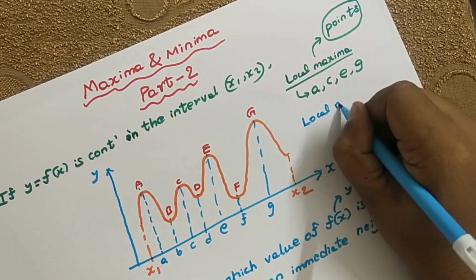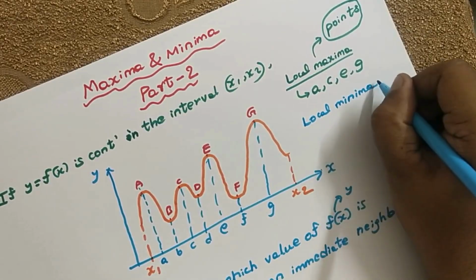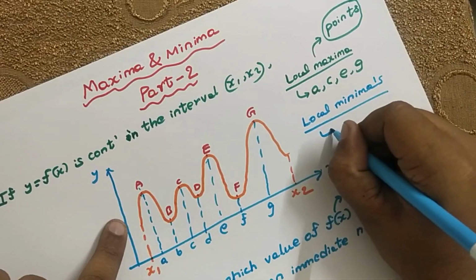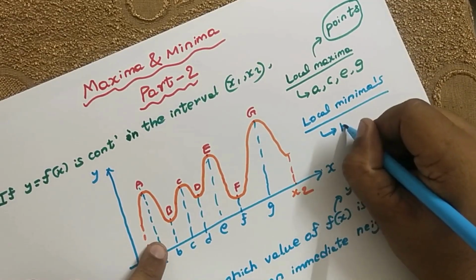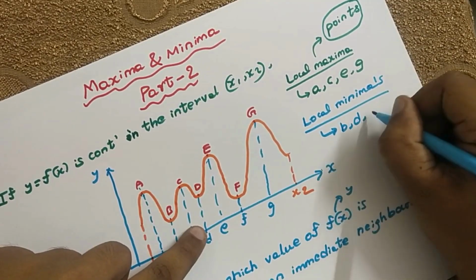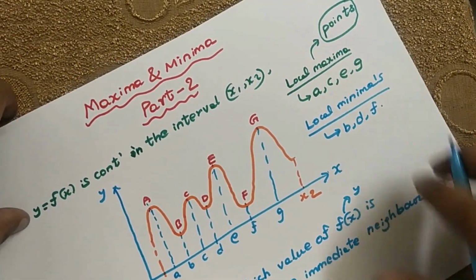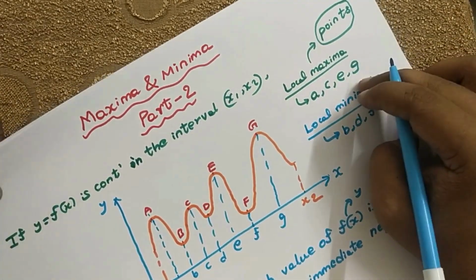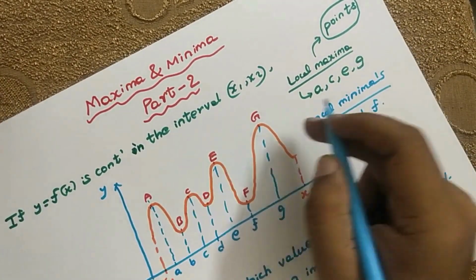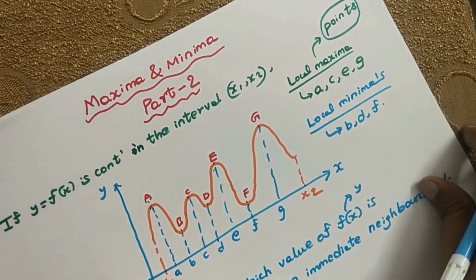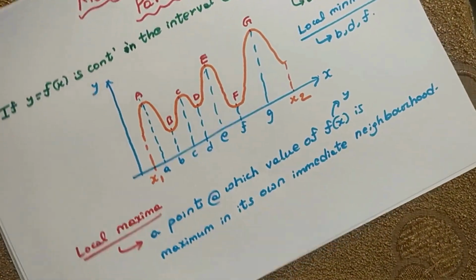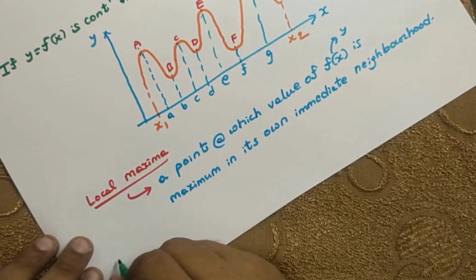Let's see the local minimas as well. Local minimas from this graph are b and d and f, that's it. So local minimas and local maximas, and the local maximum values are capital A, capital C, capital E and capital G. Okay, so let's define one more thing, which is nothing but the global maximum.